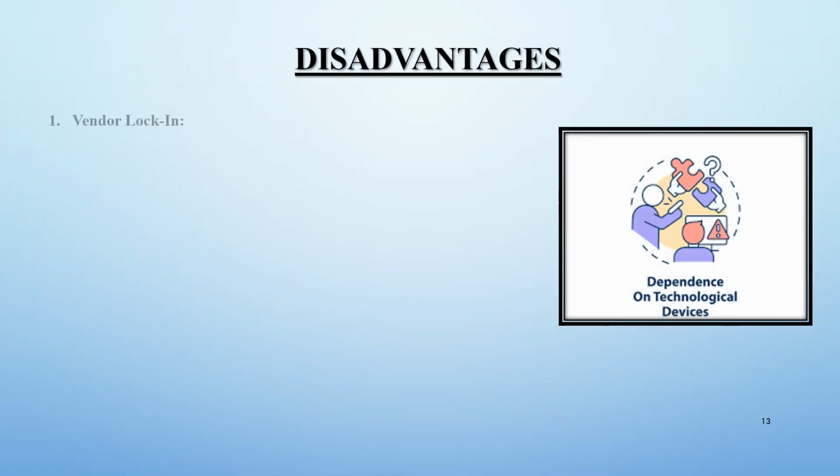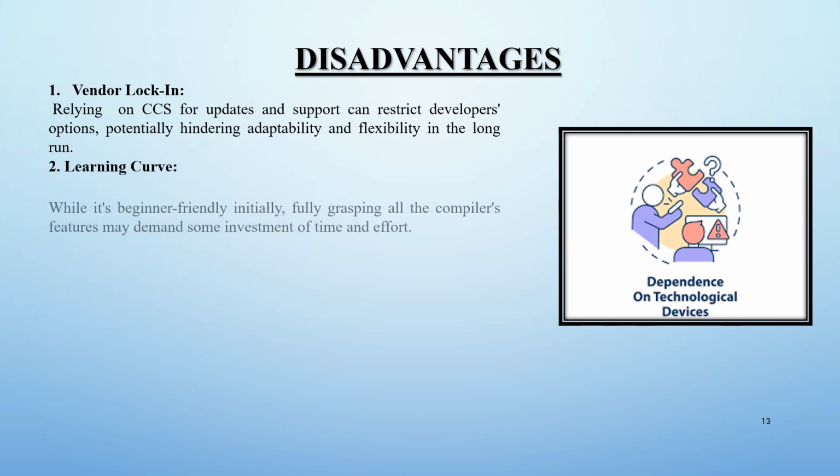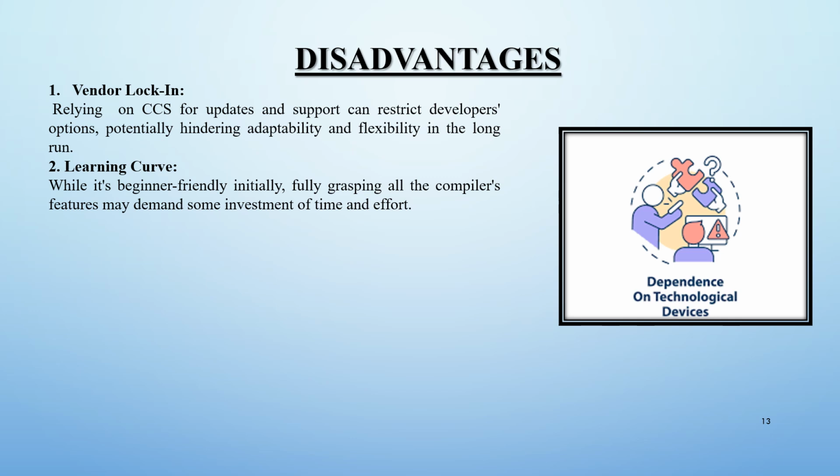Disadvantages. First, vendor lock-in. Relying on CCS for updates and support can restrict developer options, potentially hindering adaptability and flexibility in the long run. Second, learning curve. While it's beginner friendly, initially fully grasping all the compiler's features may demand some investment of time and effort.